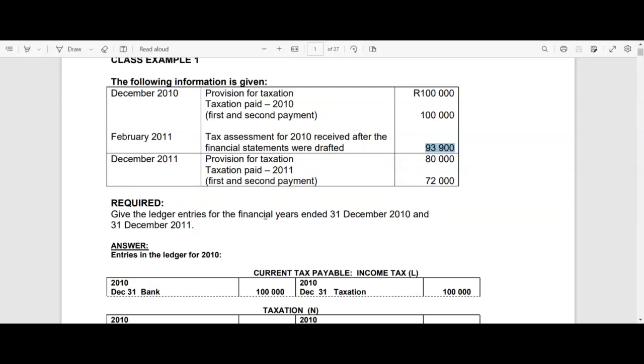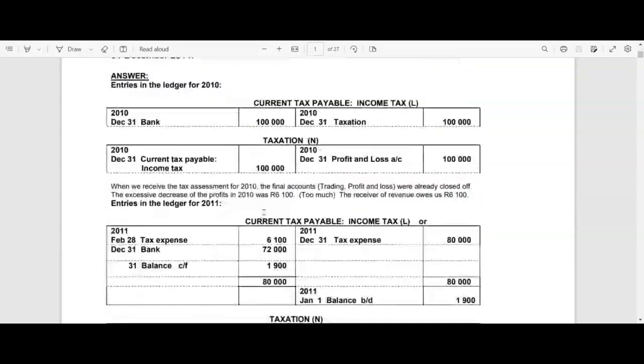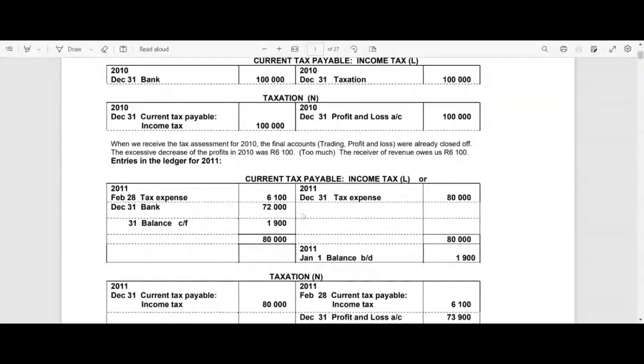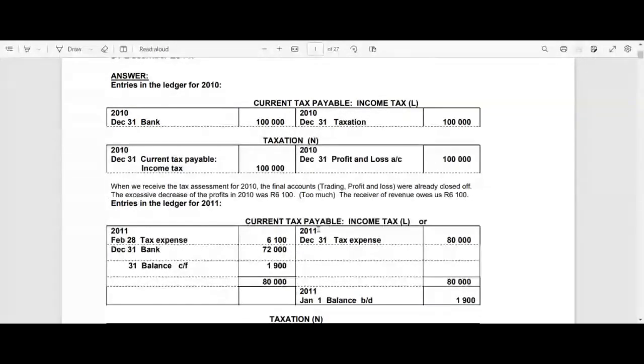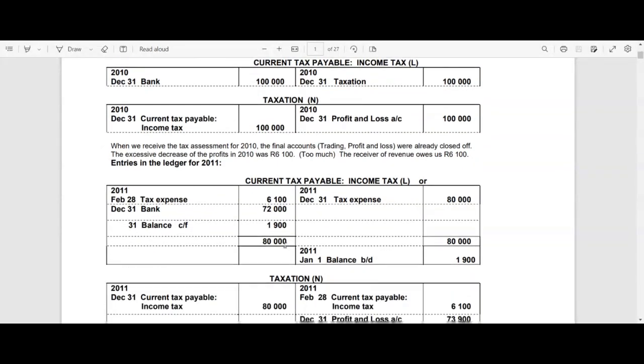Okay, ladies and gents, right, so let us see if we can find that entry. There we go. So now our current tax payable, once we've received that assessment, we have to go and reduce our liability. In fact, in this instance, we actually go and create a debtor.